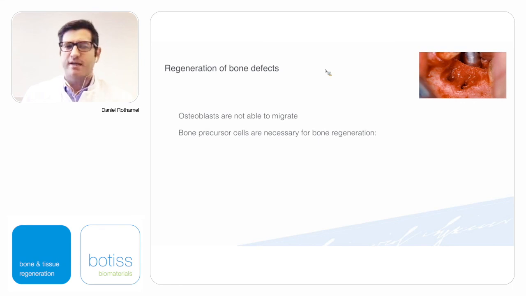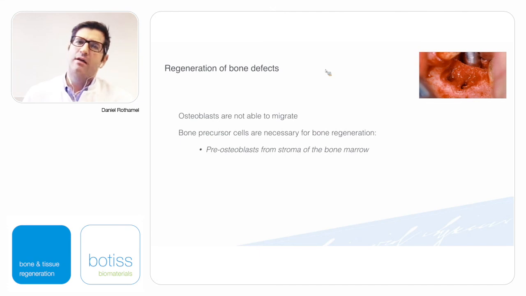The bone precursor cells are important because they are still not finally differentiated. They are able to move and they are just coming from the pre-osteoblast, from the stroma of the bone marrow. That makes the autogenous bone very interesting for bone augmentation procedures because here, depending on the technique we're using, we are able to transfer them to the recipient area.